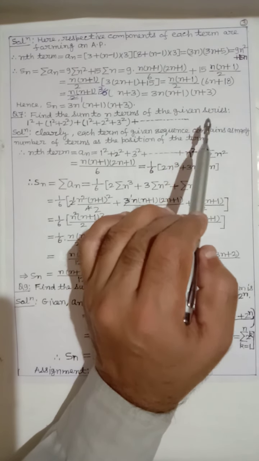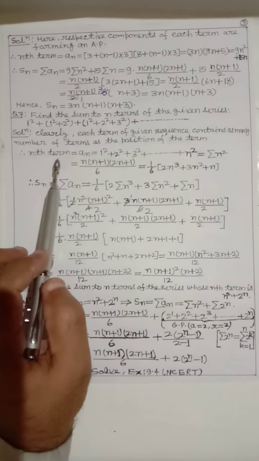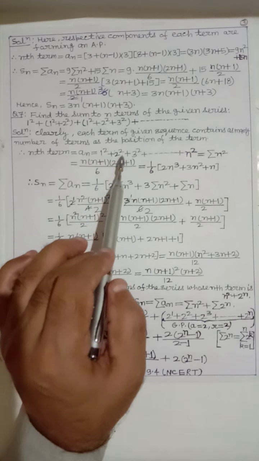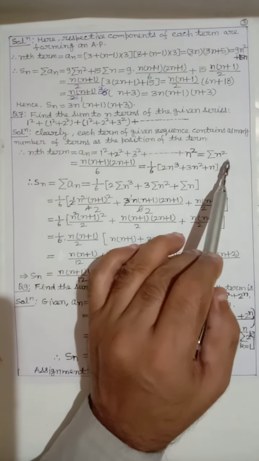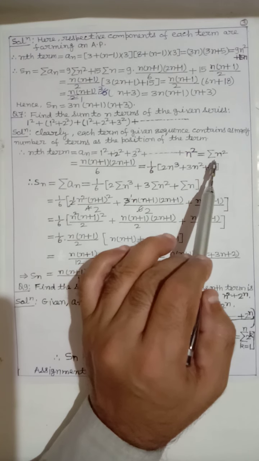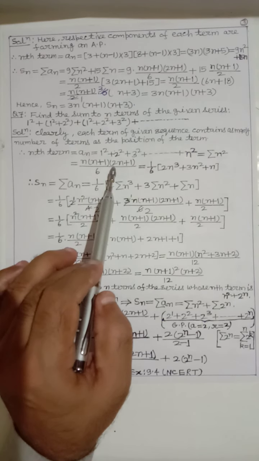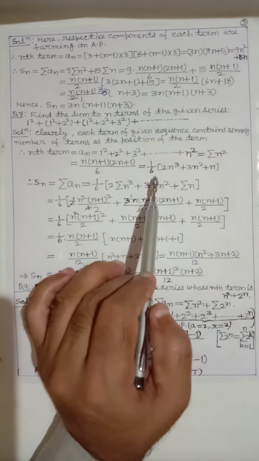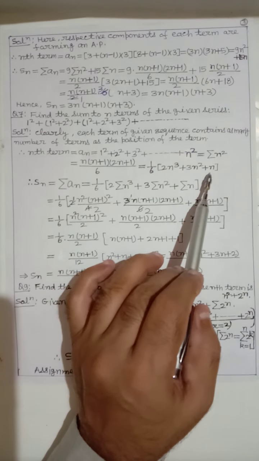So here we have written, therefore nth term, and already we know this is an, and this is equal to 1 square plus 2 square plus 3 square and so on plus n square, and this is equal to summation n square. And already we have discussed the sum of the squares of first n natural numbers, and this is equal to n into n plus 1 into 2n plus 1 by 6. And here if we multiply the numerator, we get 1 by 6 into 2n cube plus 3n square plus n.